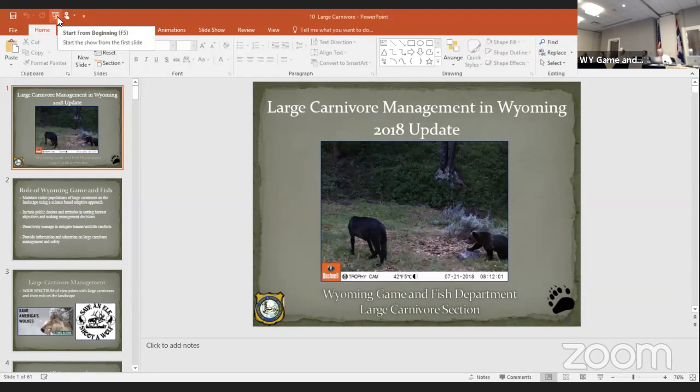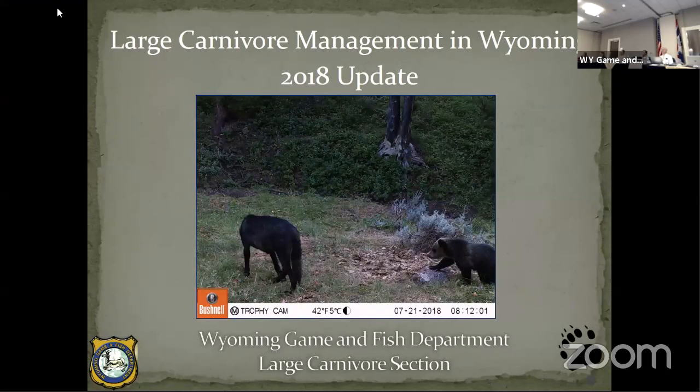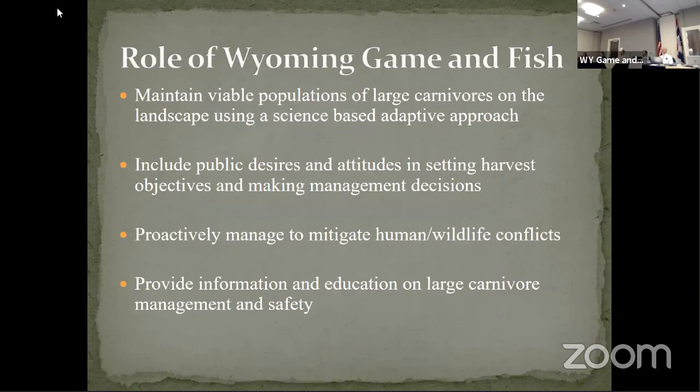So the role of Wyoming Game and Fish is the same when it comes to large carnivores as all other wildlife. We are mandated to maintain viable populations of these species in the landscape. And of course, conserving wildlife, serving people, that is our motto. Especially when it comes to animals such as large carnivores, including public desires and attitudes is pivotal in moving forward in the management and conservation of the species. With these animals, managing and mitigating conflict is pivotal as well, and providing information and education on this is all very well interconnected.